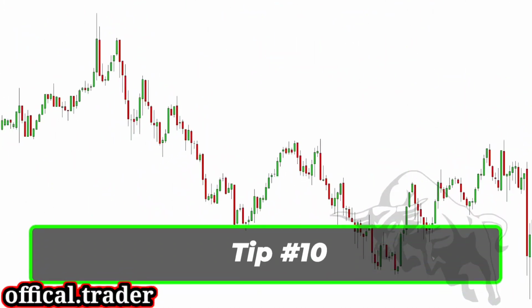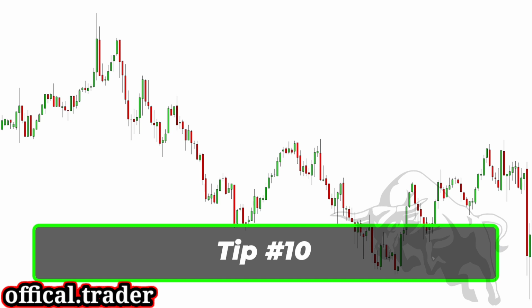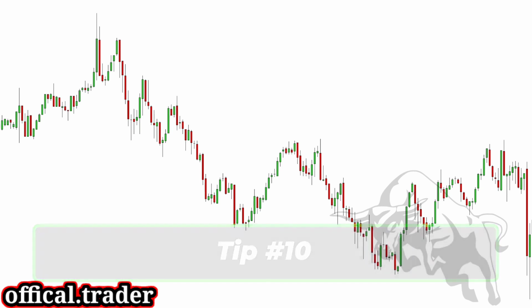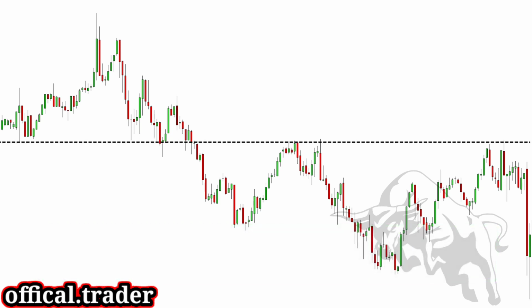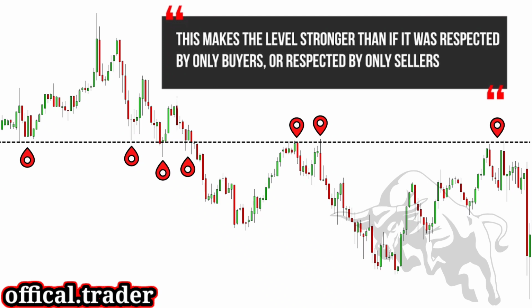Tip number 10 is to favor levels that were respected by both buyers and sellers. Here we have a level that was respected multiple times by buyers, but also multiple times by sellers. This makes the level stronger than if it was respected by only buyers or respected by only sellers.